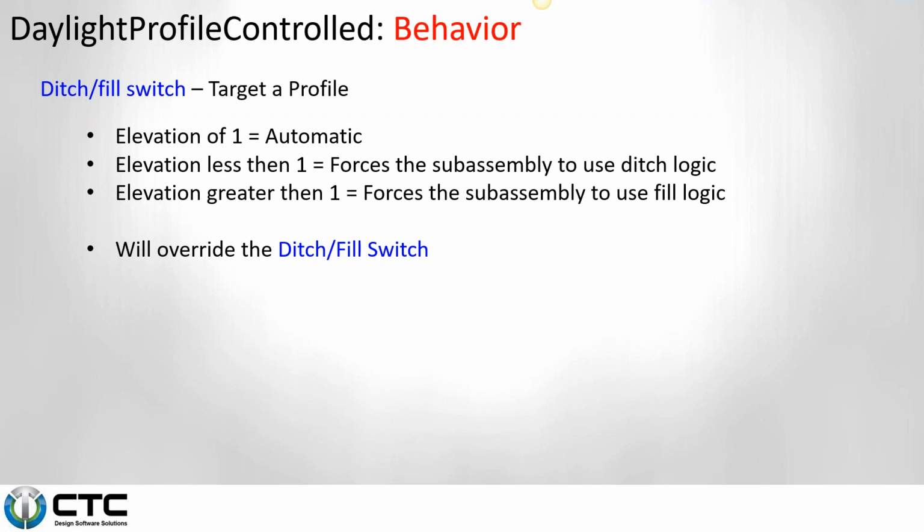And when you are targeting the profile and you actually use the ditch fill switch in there, so maybe I had the switch set to automatic, but then in my targeting I targeted a profile, it will override that switch. Just like we mentioned in the other ones, the user input will be overridden by any target parameters. And that's what we're saying here: just because I said ditch fill set to automatic, but if I go back and I then target a profile for that switch, that target will override the input.